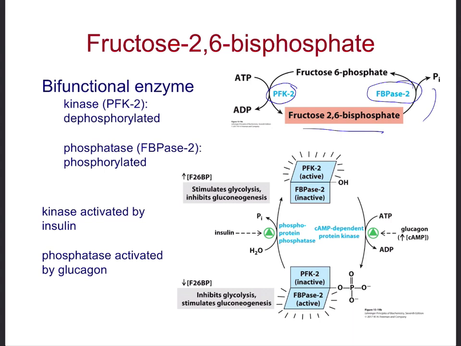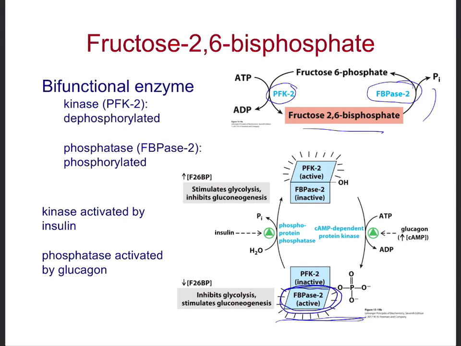So in the presence of glucagon, basically a hormone that indicates low blood glucose, we are going to phosphorylate this enzyme, and we get this form down here. When it's phosphorylated, the phosphatase form is active, meaning that it's going to be breaking down fructose 2,6-bisphosphate. That's going to take away the activator for PFK1, the inhibitor for fructose 1,6-bisphosphatase. Thus, we're going to see gluconeogenesis activated.